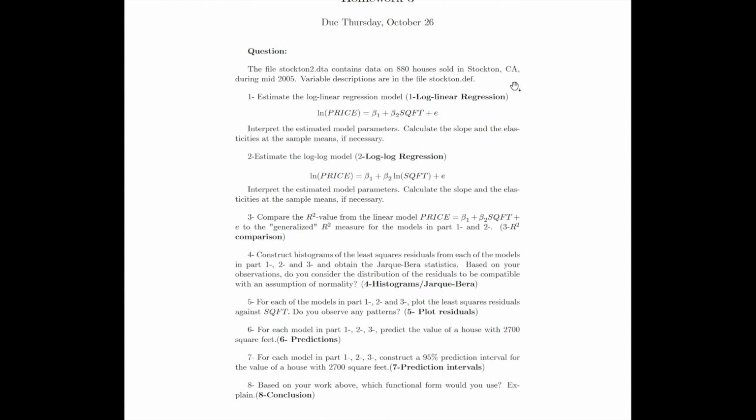Again, I won't be writing everything out in Word, but I will give you the Word document so you can see some examples of the interpretations and how your homework 3 should look.